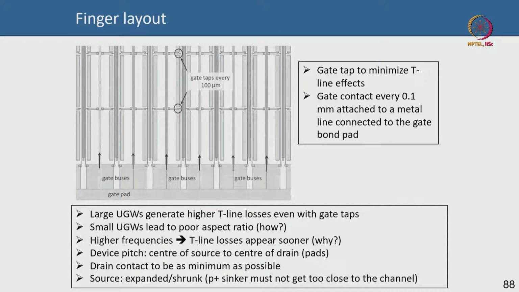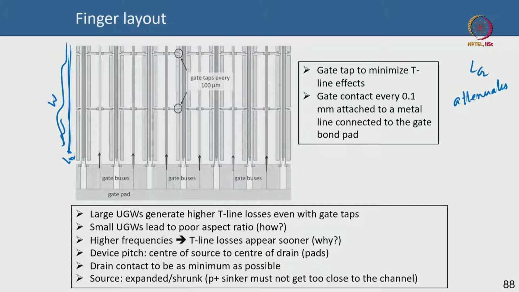So for instance, if I zoom into that image and we look into individual fingers, then I see that there is something called a gate tap. What does a gate tap mean? Your gate fingers are very thin, like the gate length is very thin. This is the gate width, but this is the gate length. So you have thin gates here, and they will take a finite time to propagate. That's fine. But a thin gate also introduces a lot of gate resistance, and it attenuates the RF signal.